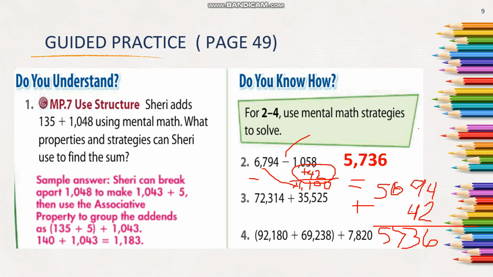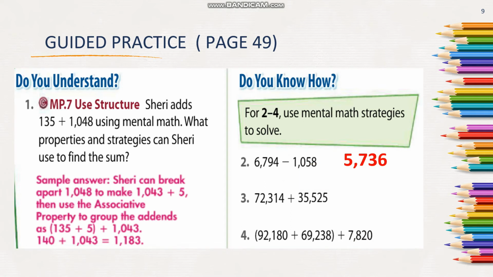Again, I used the compensation method here in order to easily subtract from 6,794. To apply the compensation method, you need to add to the subtrahend. So in order to make it easy to subtract, the numbers must end with 0. So to make it end with 0, I added 42 to make it 1,100. So 6,794 minus 1,100 is 5,694. Then I added 42 again at the end to make it 5,736.